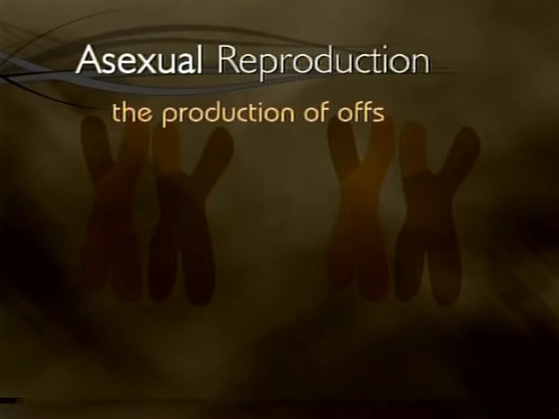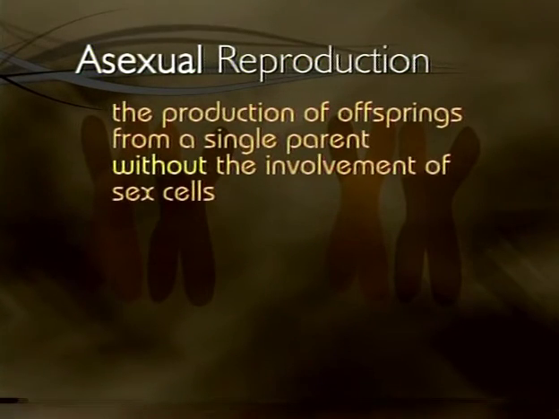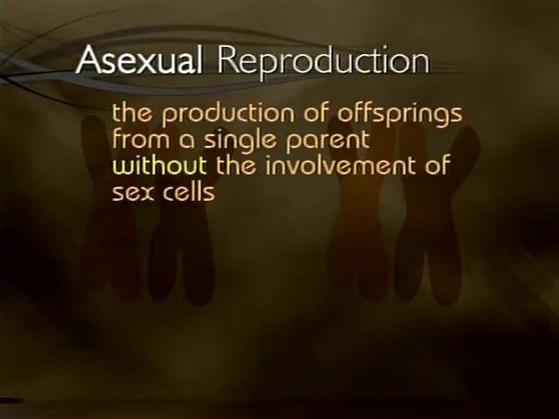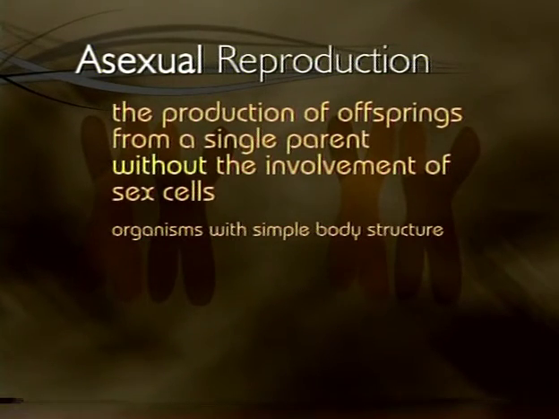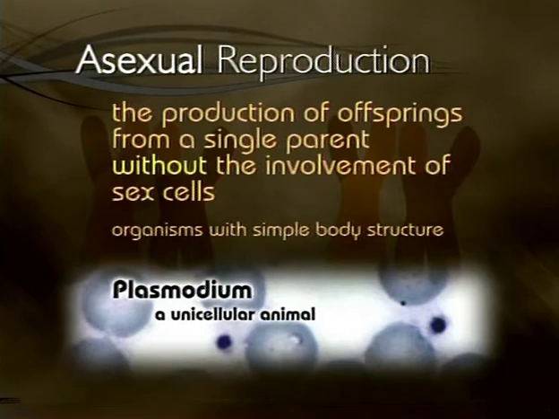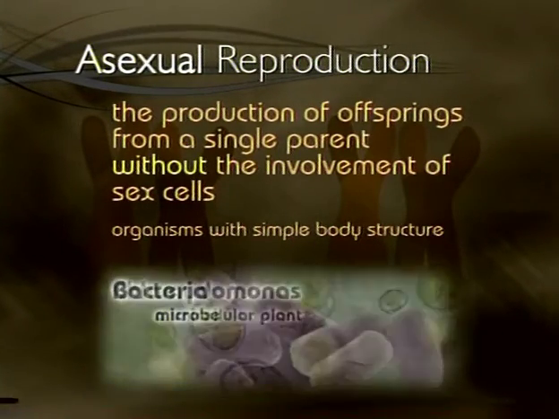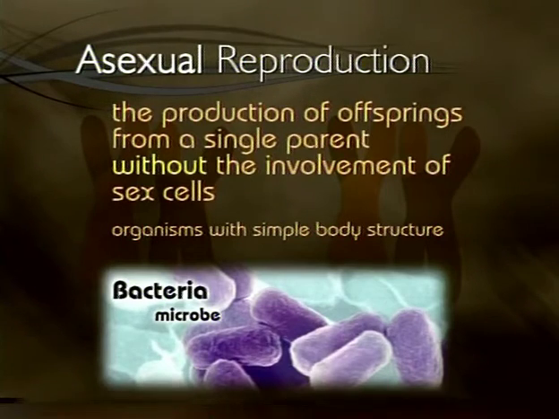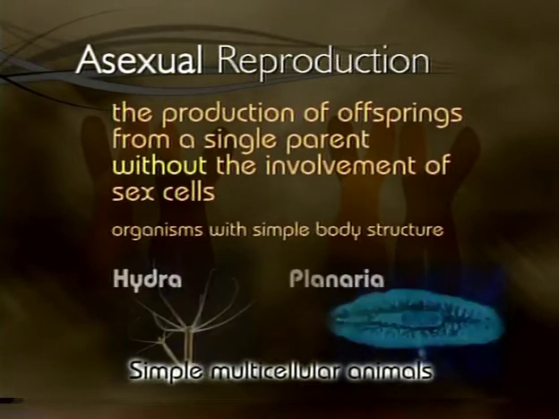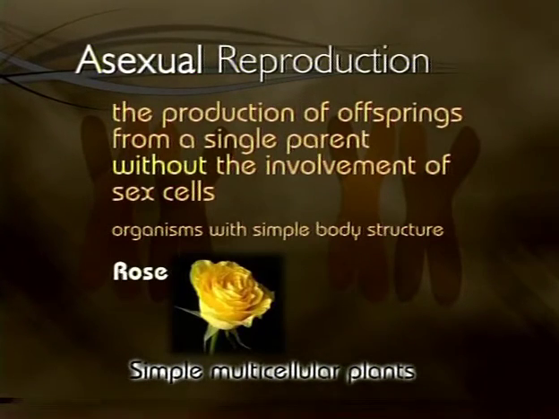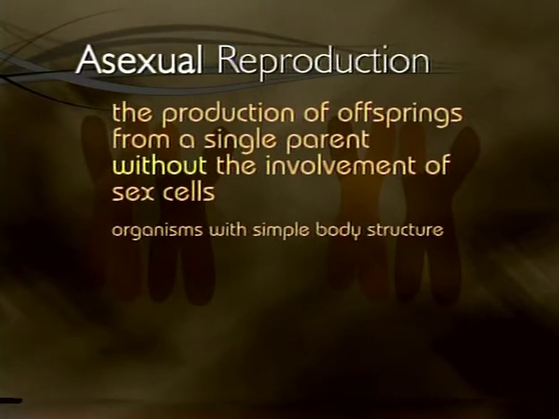The production of offsprings from a single parent without the involvement of sex cells is called asexual reproduction. It is normally found in organisms which have a simple body structure, for example, a unicellular animal like Plasmodium, or a unicellular plant like Chlamydomonas, or maybe even a microbe like bacteria, or sometimes even multicellular animals like Hydra and Planaria, or sometimes multicellular plants like rose and bryophyllum, all of which undergo the asexual mode of reproduction.